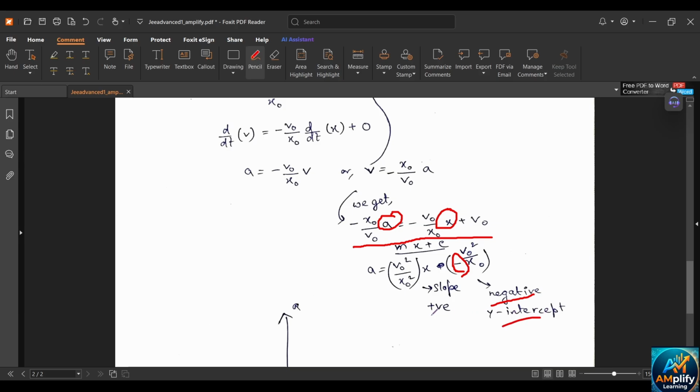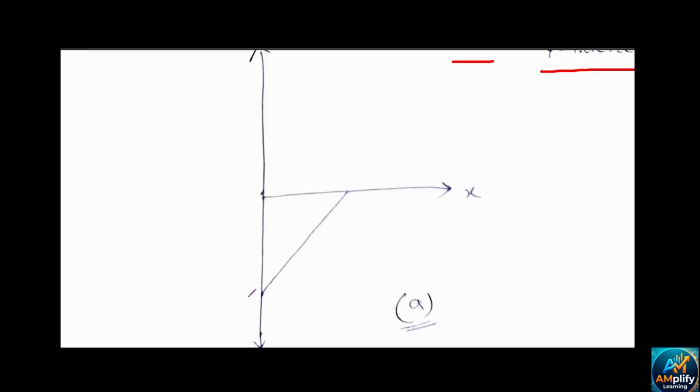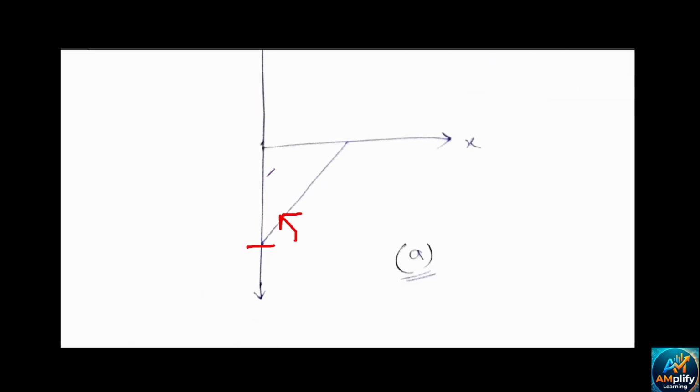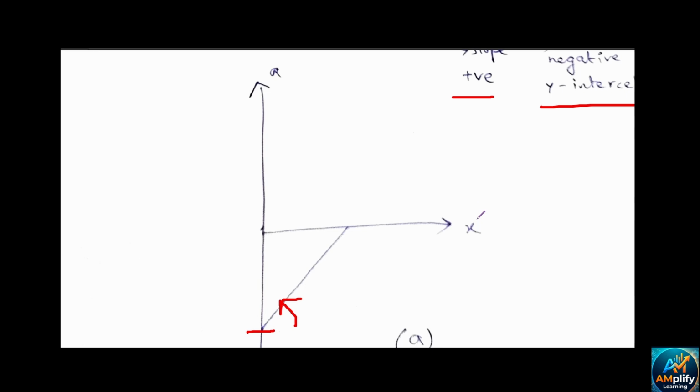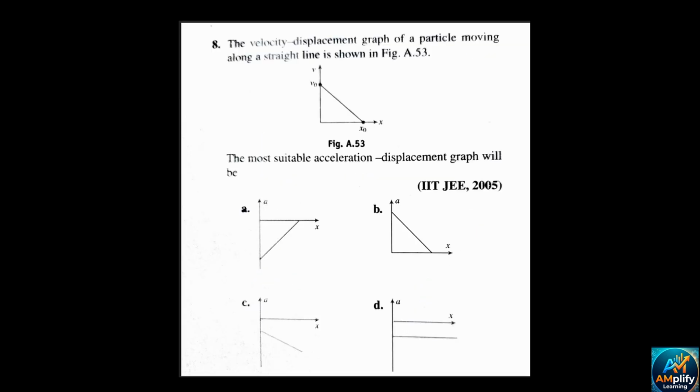Okay, but v0 square by x0 square is a completely positive term, so this yields us that the slope is positive, and then we get a negative y-intercept and a positive slope. So this will be our plot of acceleration versus displacement, and this corresponds to option number A.